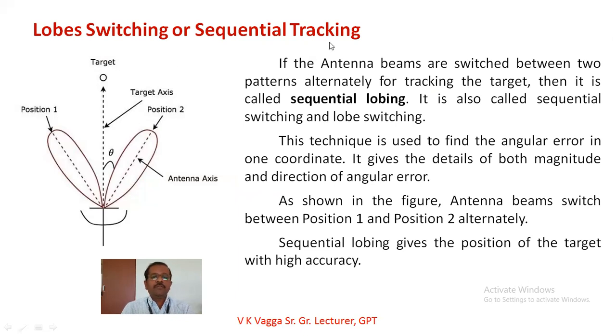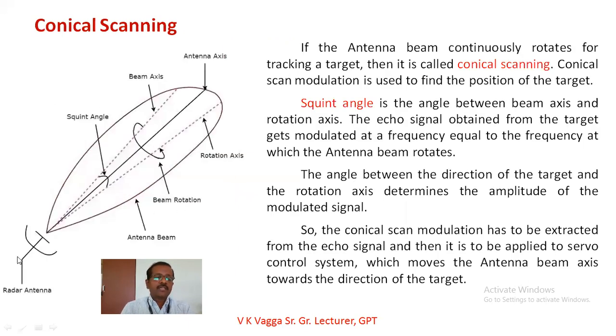It is one type of tracking. And another tracking method is this way. If an antenna beam continuously rotates while tracking a target, it is called conical scanning. This conical scan is used to find the position of the target. And the squint angle is the angle between the beam axis and the rotation axis. I'm going to explain what the beam and the axis are here.